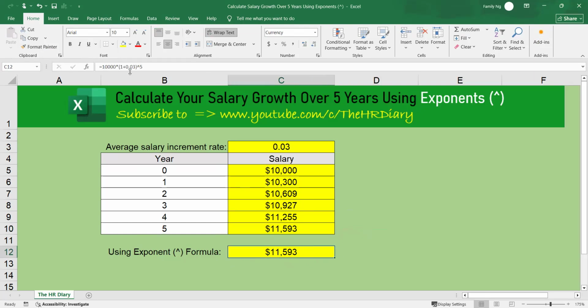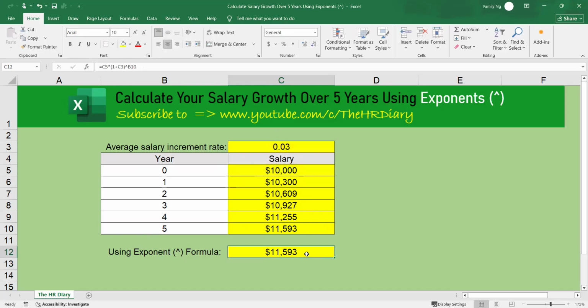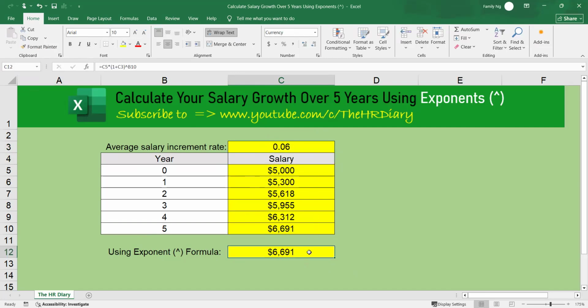If I want to make this cell dynamic, I can change this 10,000 to point to a cell. For example, I want it to point to this cell, the starting salary. And this 0.03, I can make it point to this cell. And 5 point to here. So if I change my starting salary to 5,000 and I hit enter, this number changes because this is referencing this cell. So now if I change my annual increment rate to 6%, and I hit enter, this changes.